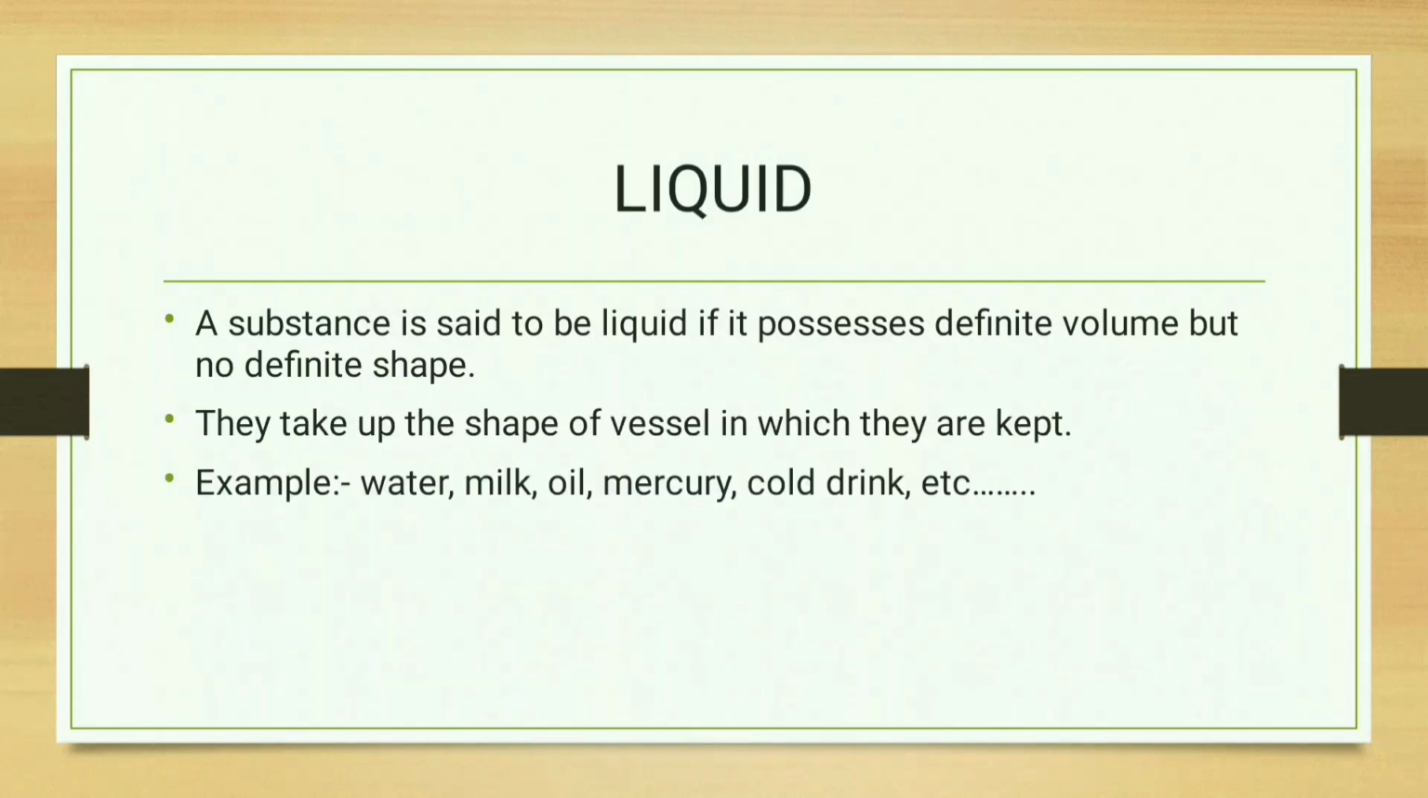Then we have liquid. A substance is said to be liquid if it possesses definite volume but no definite shape. They take up the shape of the vessel in which they are kept. For example, when we fill water in a bottle, it takes the shape of that bottle. When we pour that water into a glass, it takes the shape of that glass. So we can say that it has definite volume but no definite shape. Example, water, milk, oil, mercury, etc.